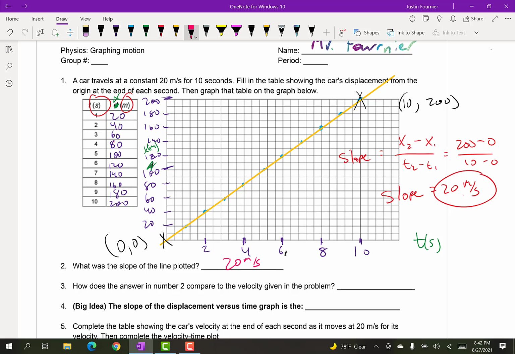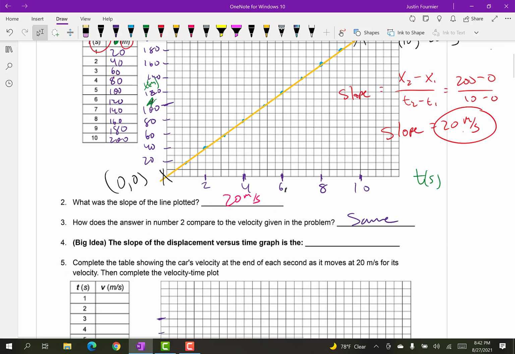How does the answer in number 2 compare to the velocity of the given problem? The velocity of the given problem is 20 meters per second, so they're the same. So how does the slope of the displacement versus time graph compare? Again, I wish this was position, but displacement is fine because we're starting at the 0 point. The slope is the velocity.